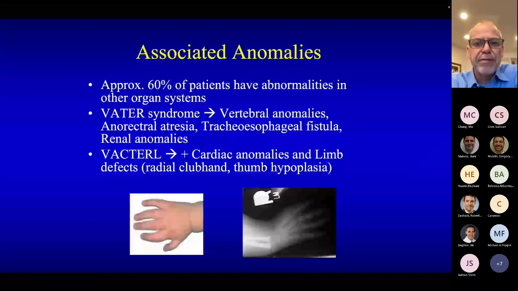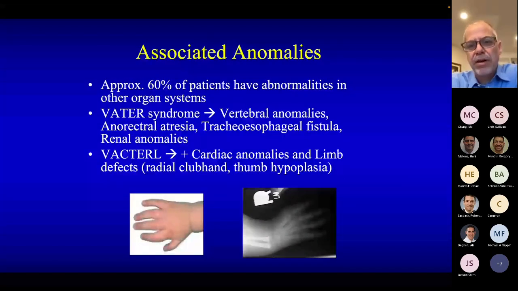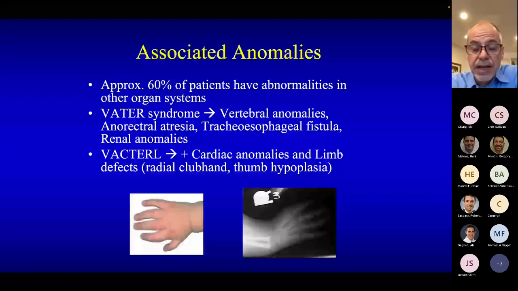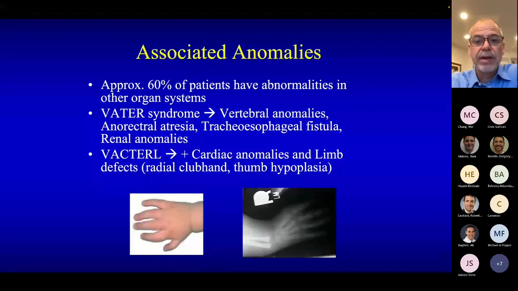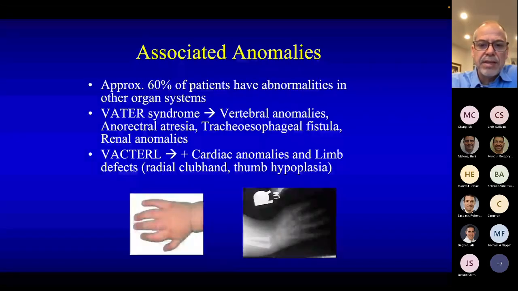Approximately 60% of patients with congenital anomalies will have some other anomaly in another organ system. And that's basically because the spine doesn't develop on its own. It is developing at the same time other organs or other extremities, for example, are forming, and depending on how significant the insult is and the specific timing, can result in other anomalies. So VATER syndrome is a vertebral anomaly, anorectal atresia, tracheoesophageal fistula, and renal anomalies, while VACTERL has cardiac conditions as well as limb defects also associated with it.